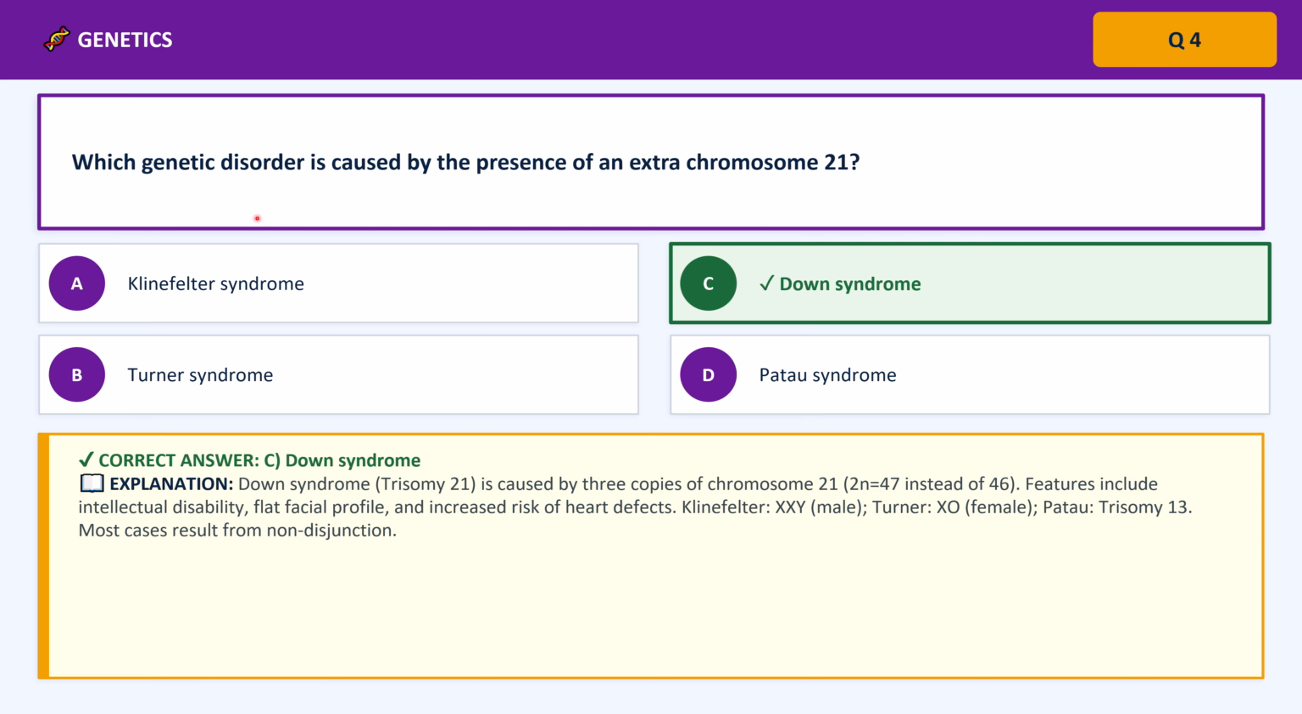Question 4. Which genetic disorder is caused by the presence of an extra chromosome 21? It's option C, Down syndrome. Explanation: Down syndrome, trisomy 21, is caused by 3 copies of chromosome 21, 2n is equal to 47 instead of 46. Features include intellectual disability, flat facial profile, and increased risk of heart defects. Klinefelter XXY male, Turner XO female, Patau trisomy 13. Most cases result from non-disjunction.